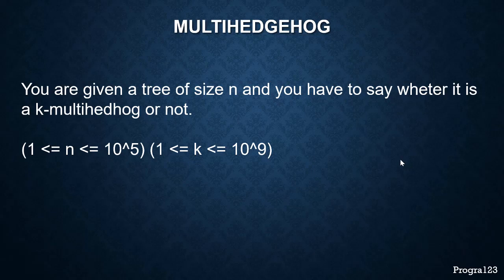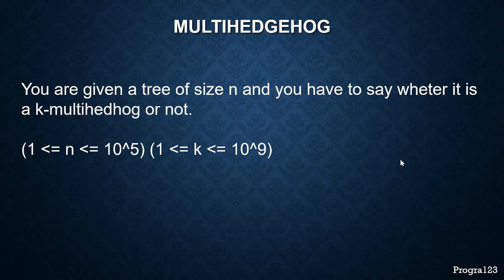Today we're going to see this problem named Multihedgehog. I actually shortened the statement because it's a little bit too long. It basically says that we are given a tree of size n, and we have to say whether it is a k multi-hedgehog or not. The constraints are that n is at most 10 to the power of 5, and k is at most 10 to the power of 9. Okay.